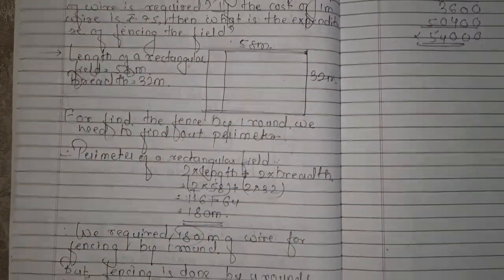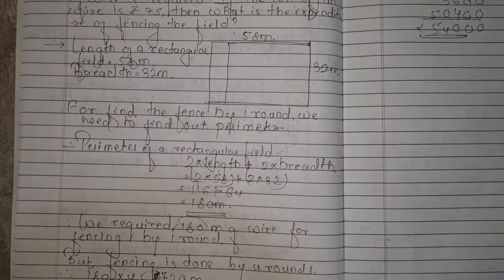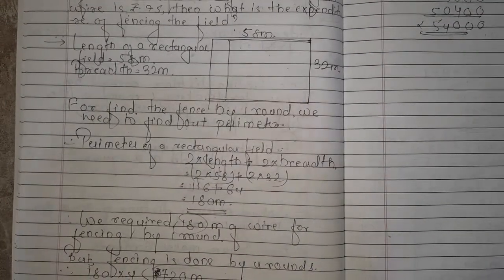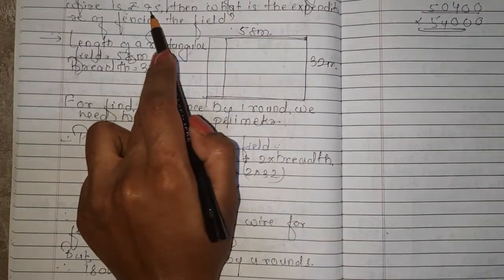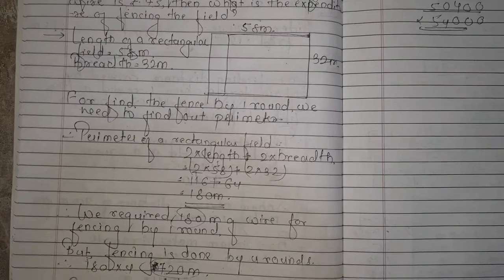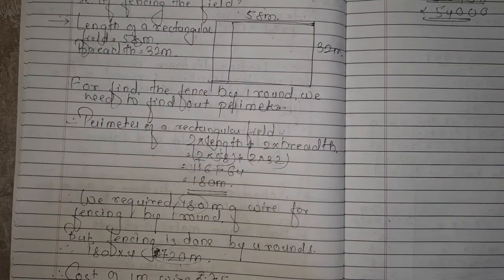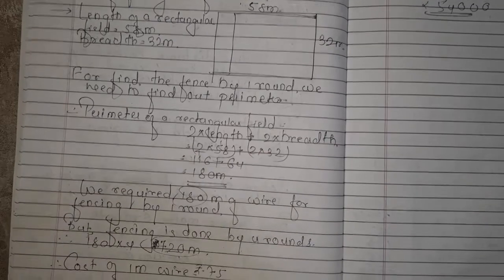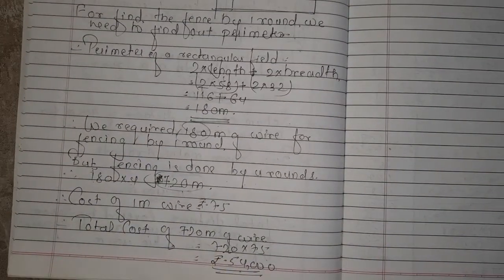Okay. This sum is just like the previous sum, question number 3. Just here they have given you additional information, the cost of 1 meter wire. We have to just multiply the total length of wire, that is 720 meter, into the cost of 1 meter wire, 75. So you will get the answer 54,000. Okay. So I hope you might have understood.